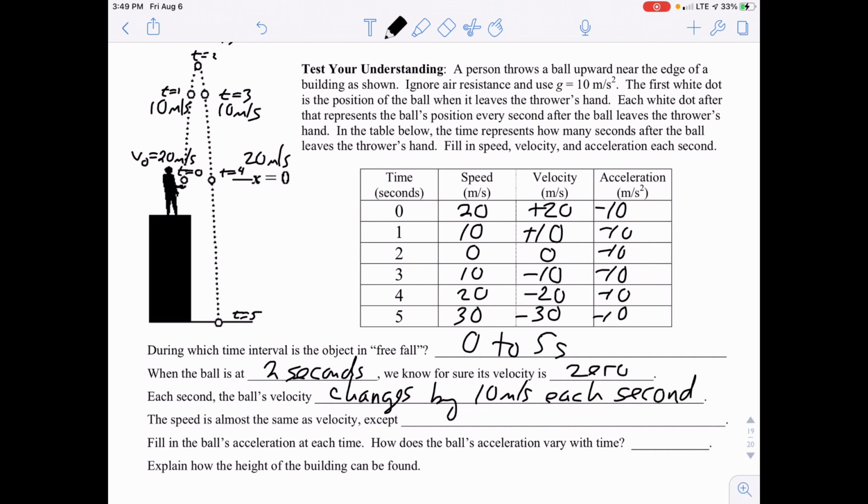The speed is almost the same as velocity, except it does not have direction. Velocity does. Fill in the ball's acceleration at each time. We did that. How does the ball's acceleration vary with time? It doesn't. It is constant.